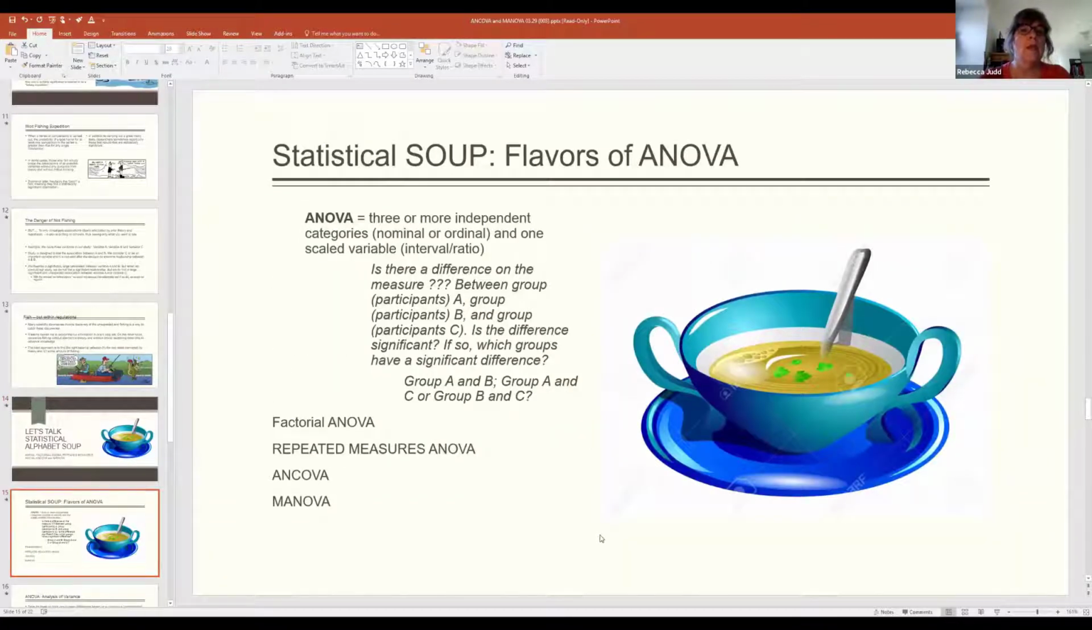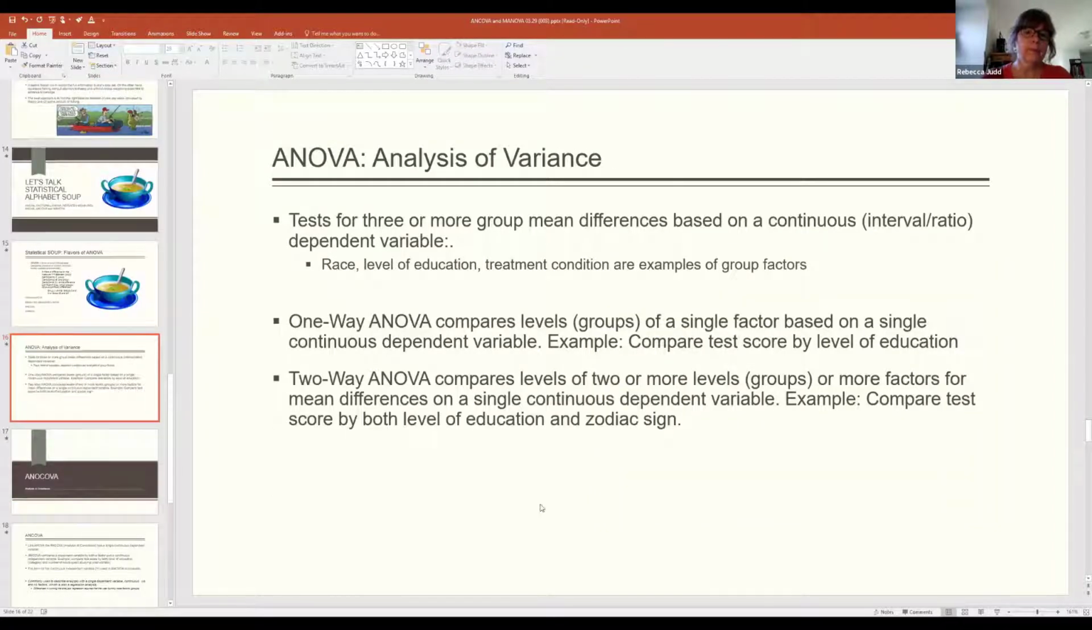So for the ANOVA, again, 3 or more independent categories and 1 scaled variable. So between group participants, you have to have those categories and you have to have the 1 scaled variable. When we have the factorial ANOVA, we're looking at categories, and then we're looking at 2 or more independent variables. We have our repeated measures, which actually look at the same group. And tonight we're going to talk about the ANCOVA. All right. And again, I broke this down here for you in terms of what we've already done with the one-way ANOVA and the two-way ANOVA.